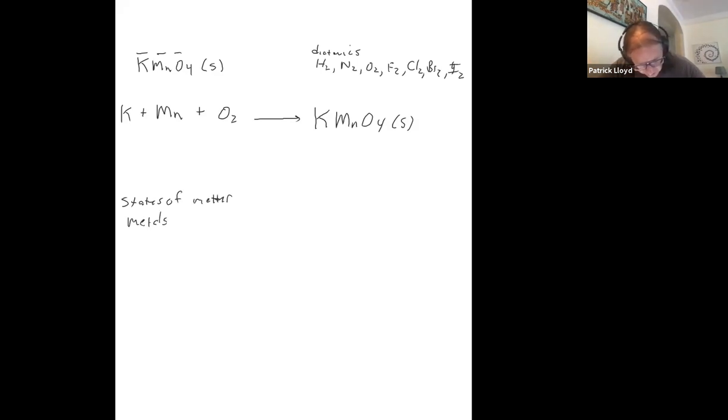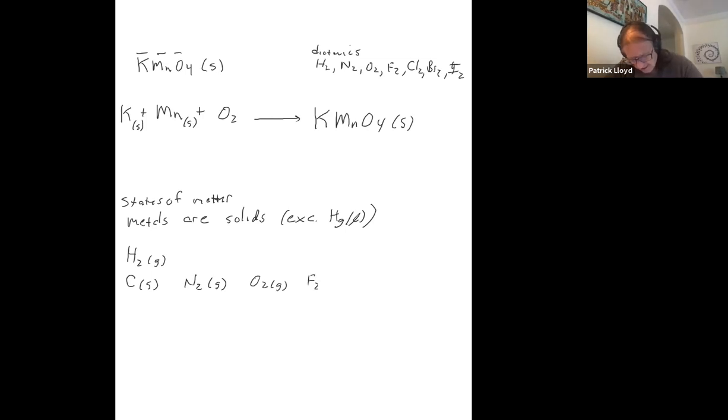generally metals are solids, except mercury. Mercury is a liquid. Okay, so if you ever have a metal, potassium and manganese are both metals, you're going to write them as solids. Now the nonmetals are a little tricky, right? So hydrogen is a gas. I'm just going to go over the nonmetals here. Carbon is a solid. Nitrogen is a gas. Oxygen is a gas. Fluorine is a gas. So those are all gases, starting with nitrogen.